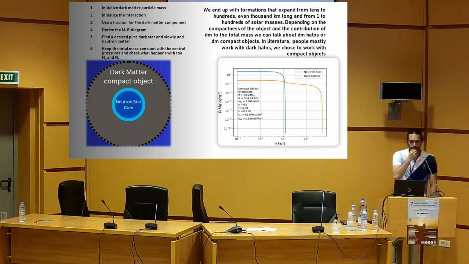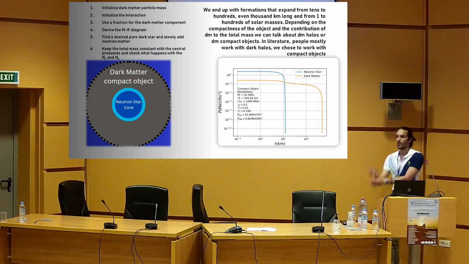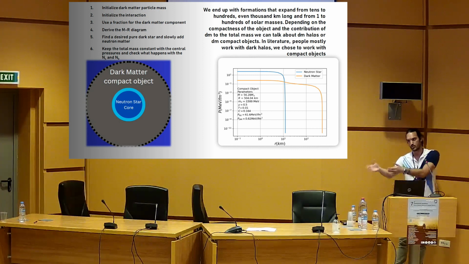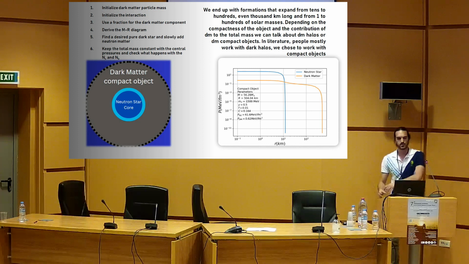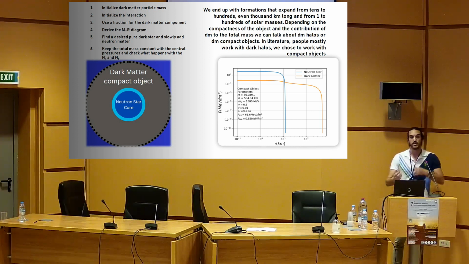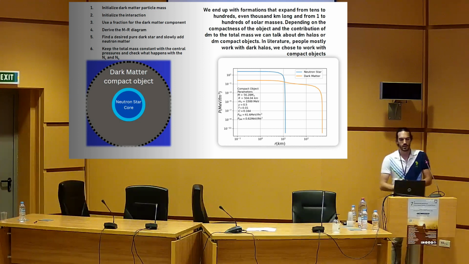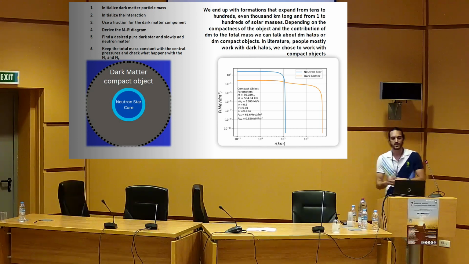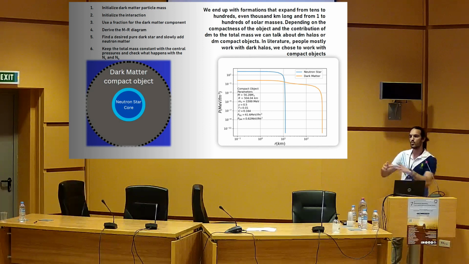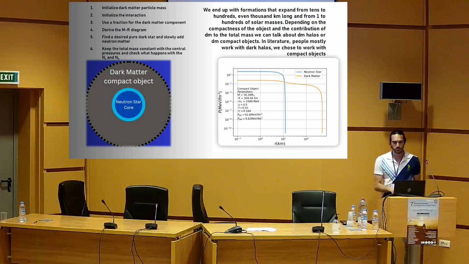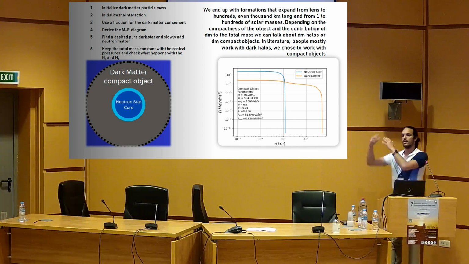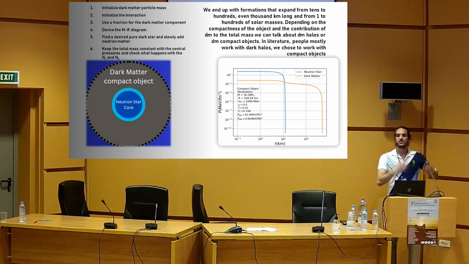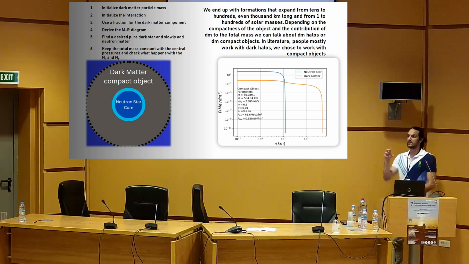So we keep the total mass constant. We focus on a mass that we want to work with. And keeping this mass constant, we change the pressures in order to see what happens with the number of particles. So we end up with formations that extend from tens to hundreds and even thousands of kilometers long, and up to hundreds of solar masses, let's say. Depending on the compactness of the object and the contribution of the dark matter to the total mass, we can talk about compact objects or dark matter halos or even dark matter inside the core of the neutron star.